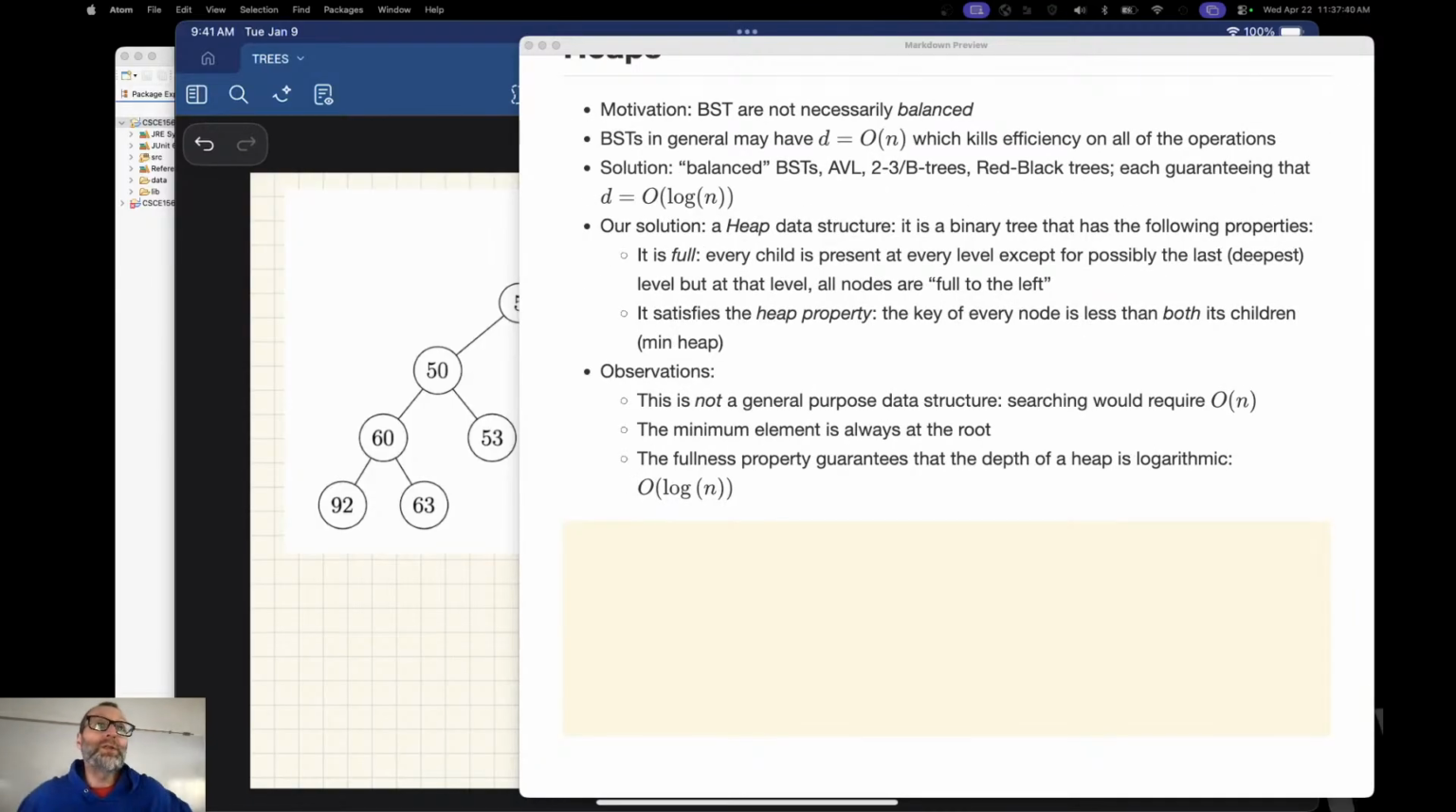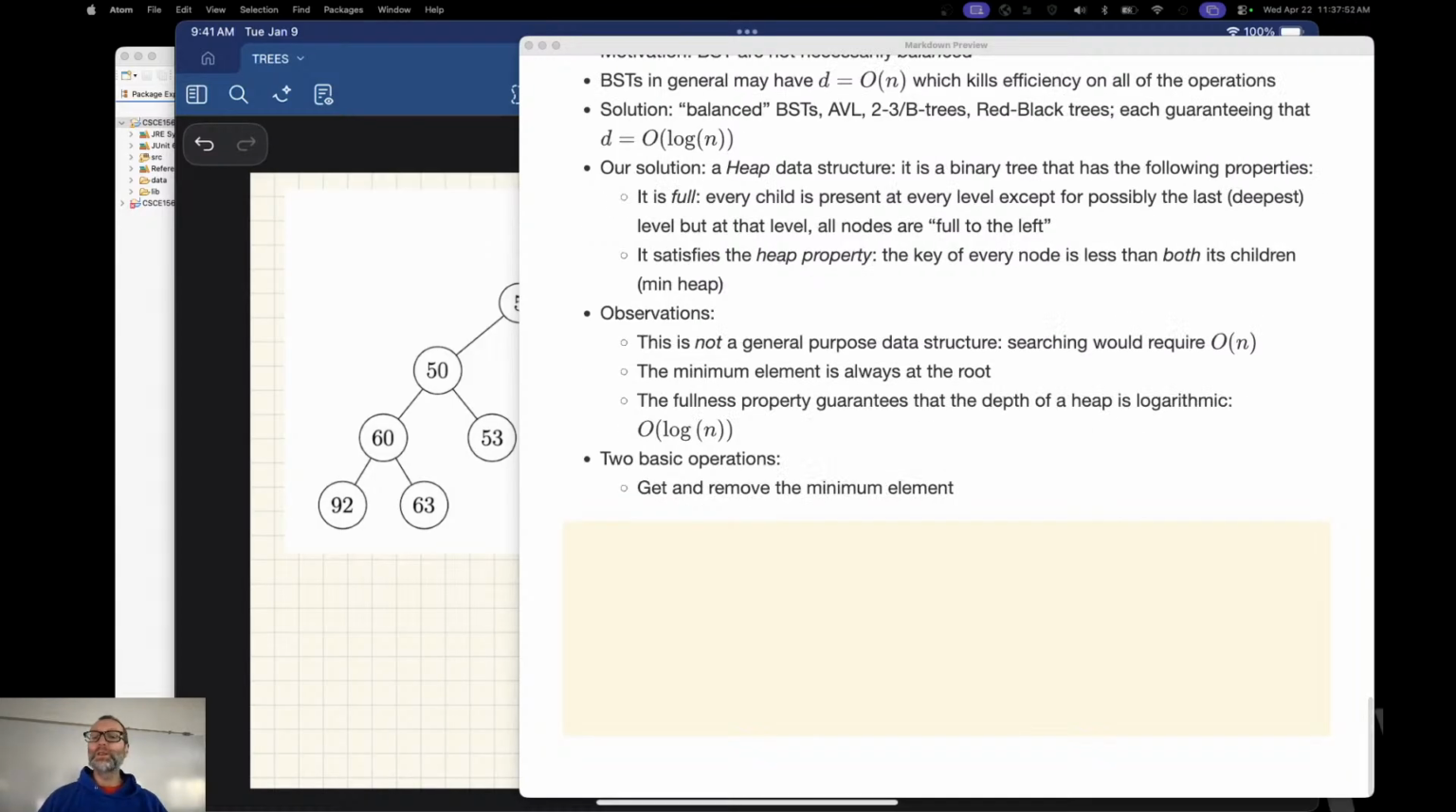So if we can come up with some operations that are proportional to the depth, then we've achieved at least part of our goal. They're going to be efficient. Those two operations are going to be as follows. The first one is get and remove the minimum element. And the second one is just simply add an element.